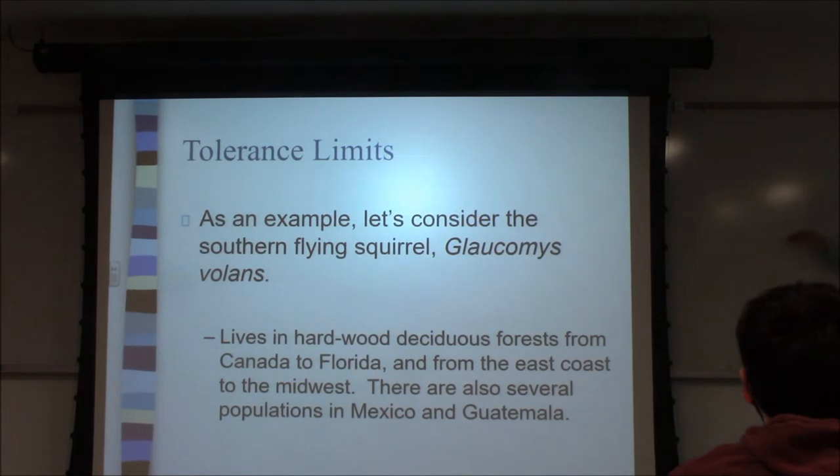So at one time, when that glacial advance was all the way down here, hardwood deciduous forests extended all the way down into Guatemala. And as the glacier retreated, so as the earth warmed, and the glaciers went farther and farther and farther north, the weather and the climate down here changed. And as it warmed, the trees couldn't make it anymore. It's too hot, not enough water.